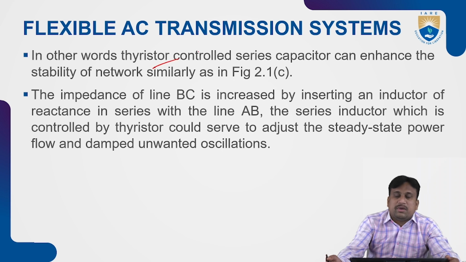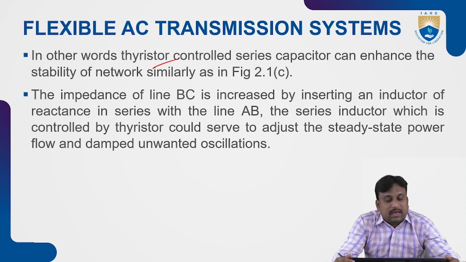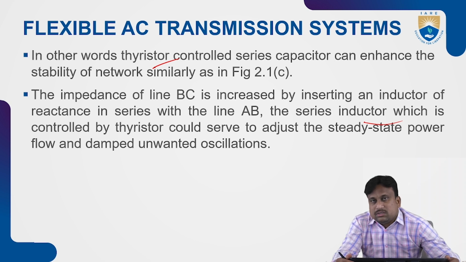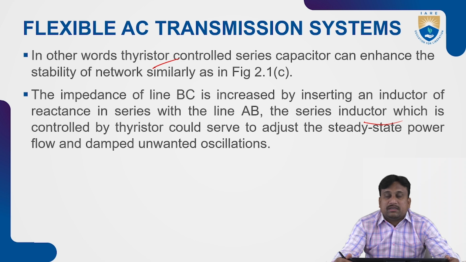So in other words, we may say that the thyristor controlled series capacitor can enhance the stability of the network. That means the impedance of the line between points B and C is increased by inserting an inductor of some reactance in series with the line AB. That means a series inductor controlled by thyristor could serve to adjust the steady state power flow and dampen unwanted oscillations. This is usually done to make sure whether the line is energized or not, and whether there is any lagging in voltage, current and power. The power factor also has to be looked into, to see whether it is maintained constant, and whether leading or unity operating conditions exist. Those are the things we also need to check. This must be ensured to make the power system network suitable to operate.